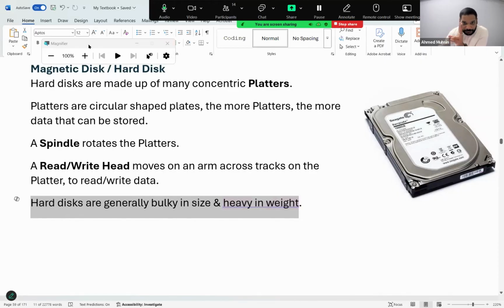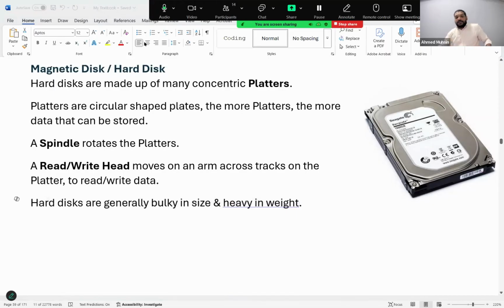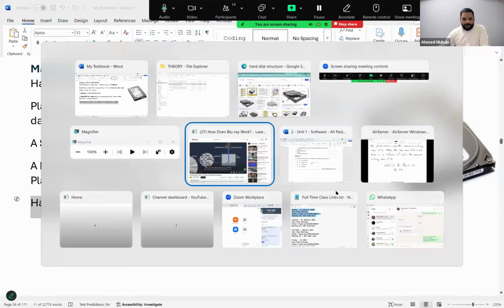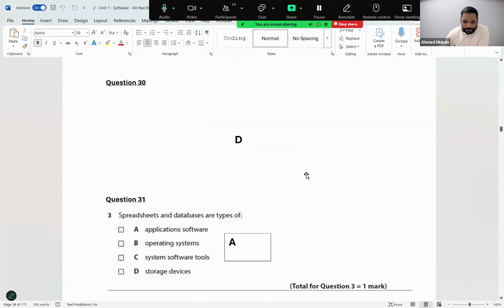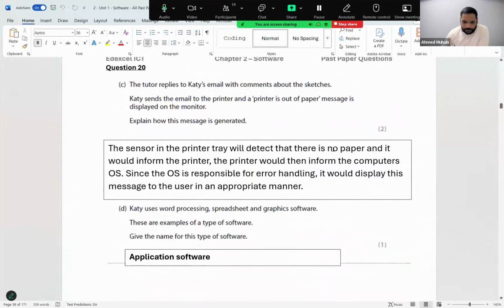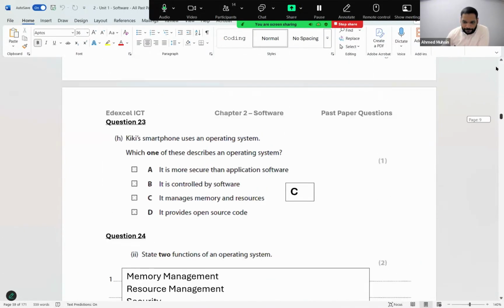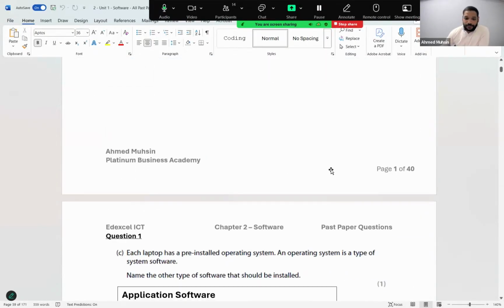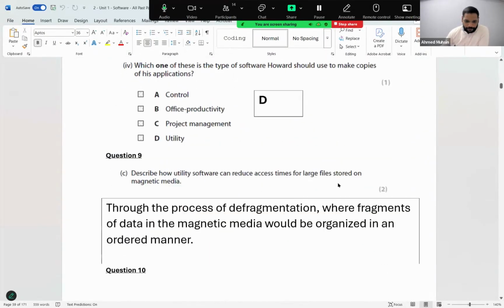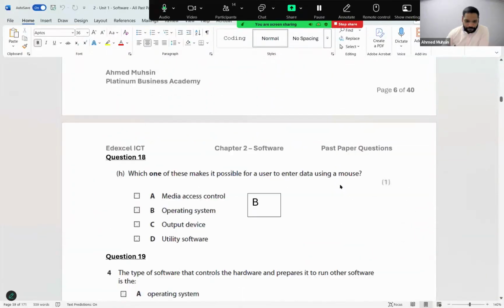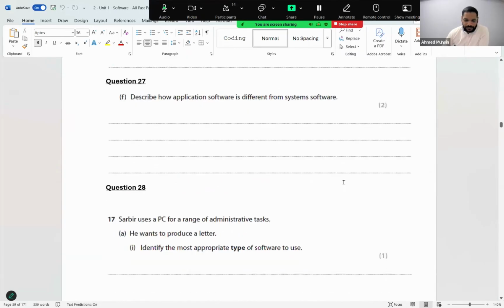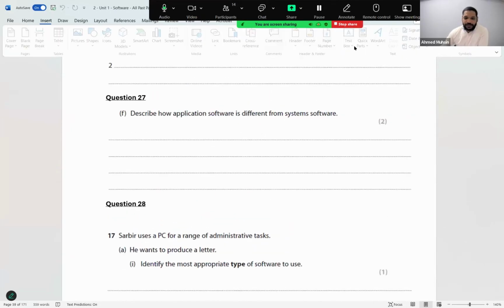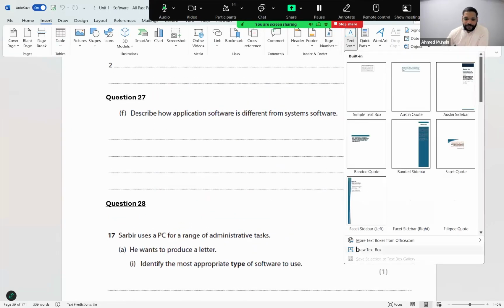Now, can we please take out chapter 2 past paper questions, guys, girls? Chapter 2 past paper questions, please. Right, everybody, can we move up to page number? Everyone, question 27, please.